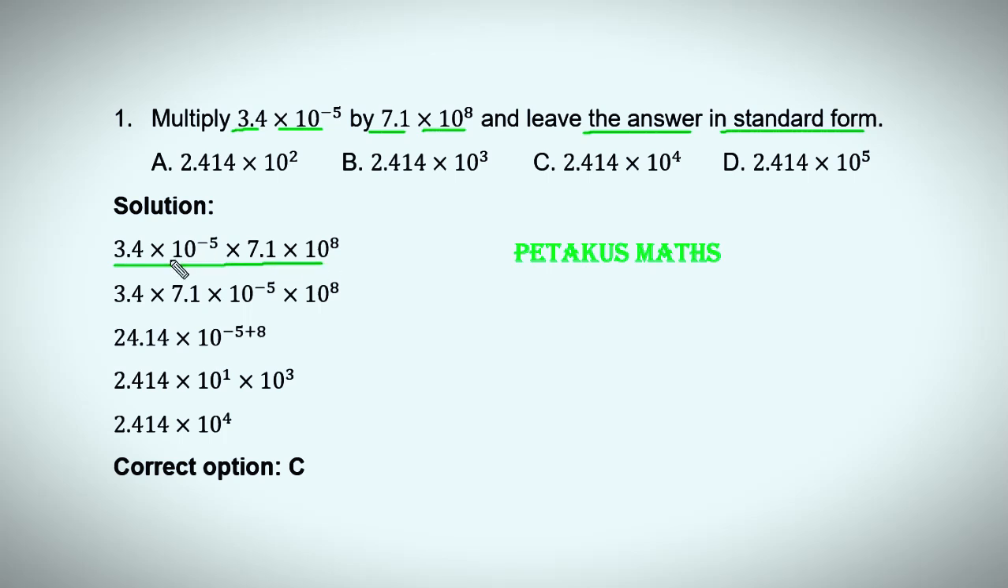We have to bring together 3.4 and 7.1. Then we have the part containing base 10. If you multiply from here, you have 24.14. Then from the multiplication law of indices, you have to add the powers from here. You have it in this form.